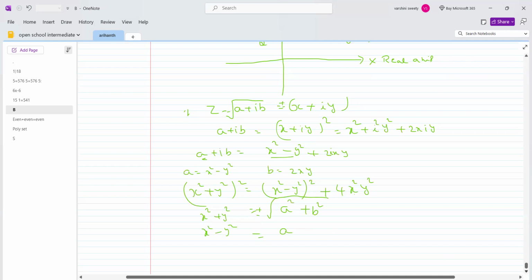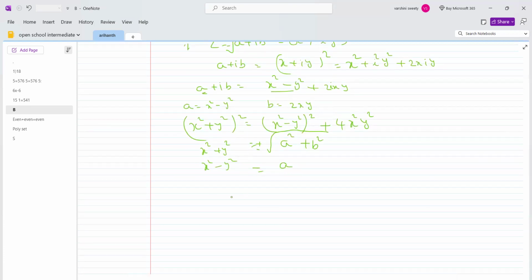Adding both equations, we get 2x square equals plus or minus root of a square plus b square plus a, since y square and minus y square cancel. These two I am sending down, so x square equals root of a square plus b square plus a by 2. To find x, I take the square root on both sides. So this is the x value.